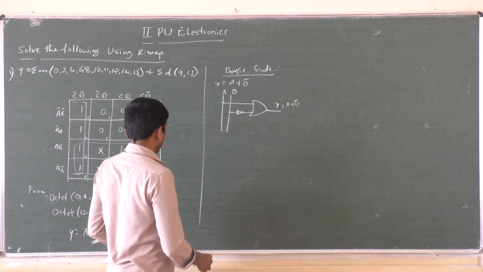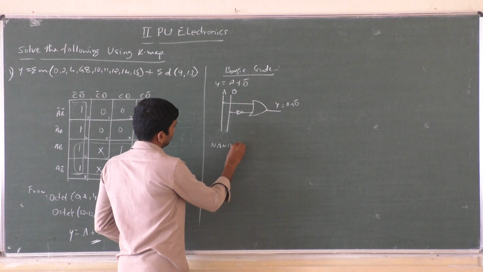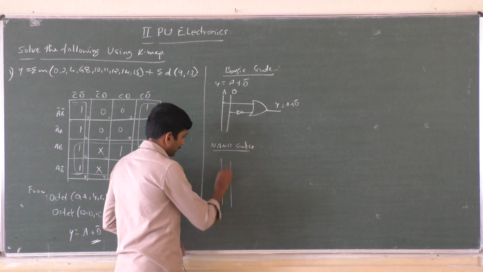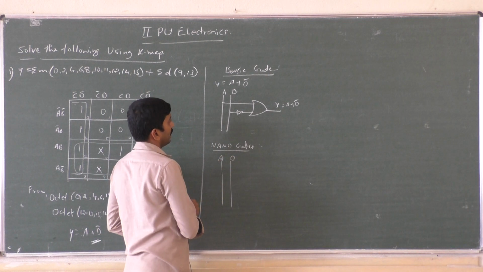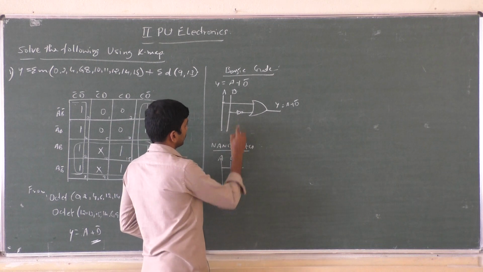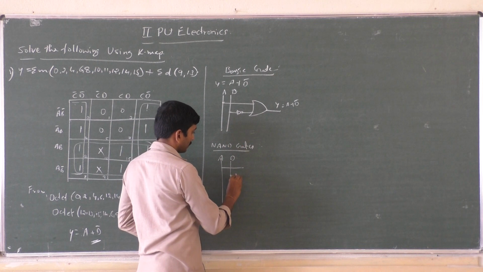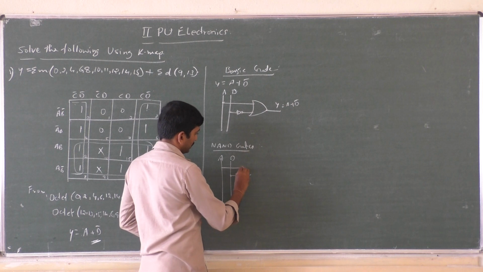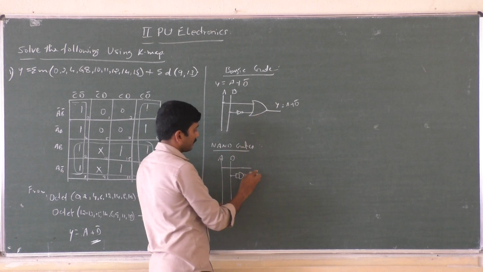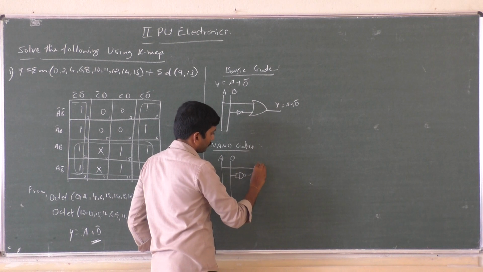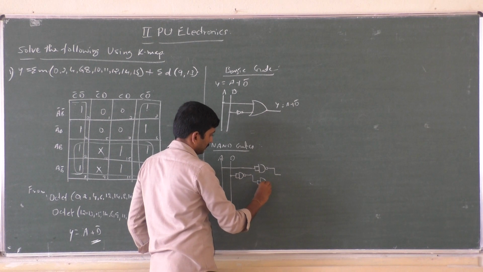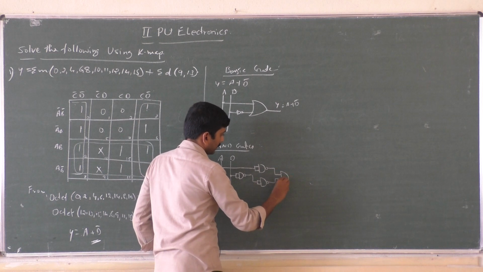Right? Next, what is the circuit using NAND gates? Once again, draw 2 lines, A and D. First A, no need of conversion. Next, here D bar, so use one NAND inverter. Next, implementation of OR gate. Up to here, completed. And for the OR gate, you have to complement the 2 input lines. After that, NAND gate like this.